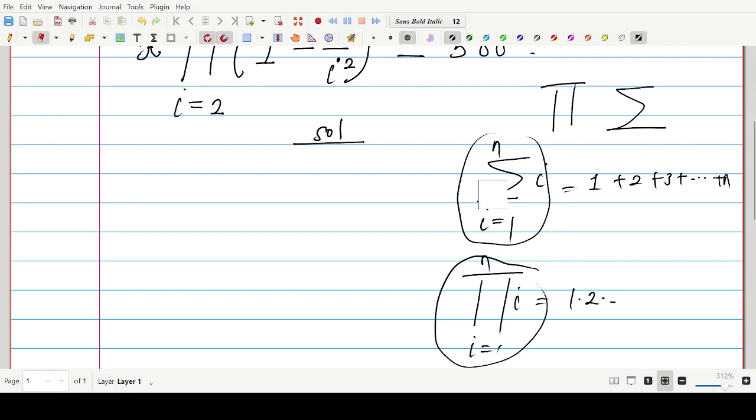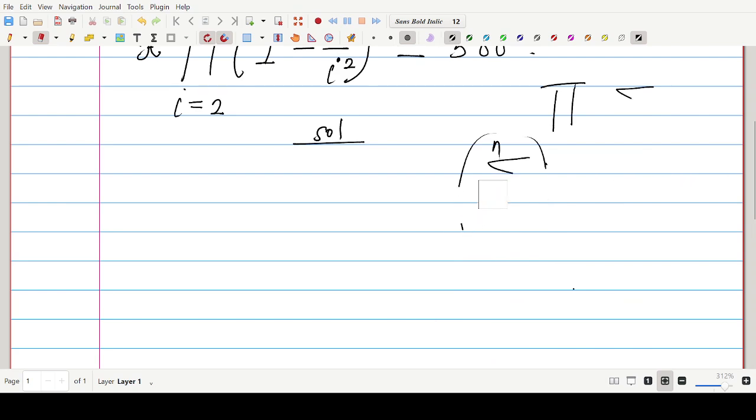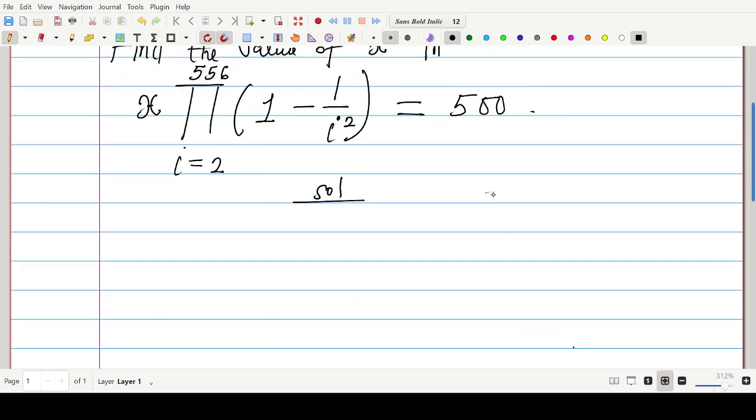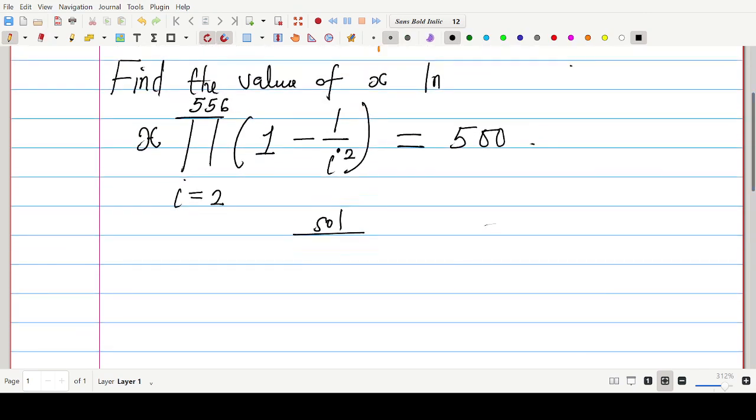So we are required to find the value of x. We are required to find the value of x in this equation. Now, to get the value of x, we must get the product of this particular expression over here. We must get the product of it. Now, how do we get the product?